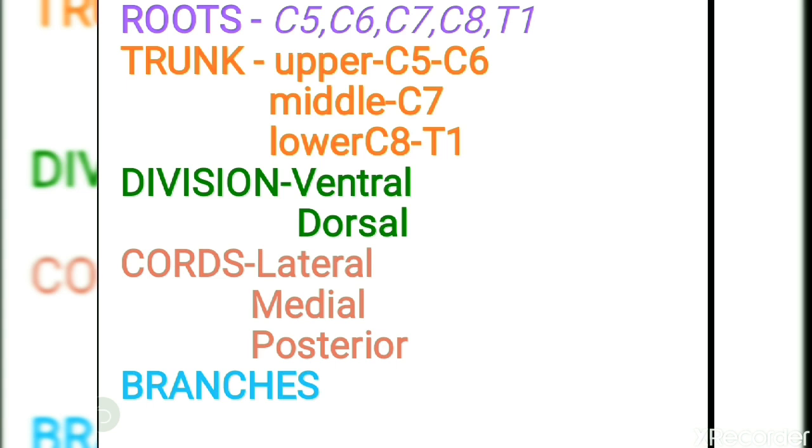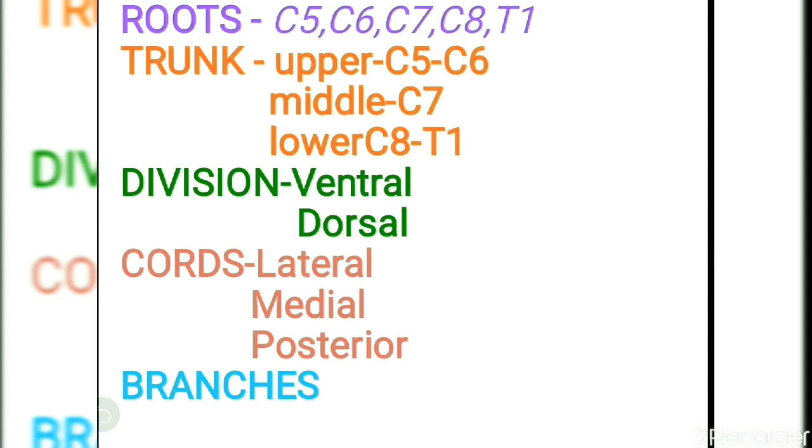But mainly we need to know about the roots and then the trunks, divisions, cords, and branches in the brachial plexus. So mainly there are 5 roots: C5, C6, C7, C8, and T1. And these 5 roots join to form the trunks. There are 3 trunks: upper, middle, and lower trunk. So the 5 roots come down and make 3 trunks. To make 3 trunks, they have to join.